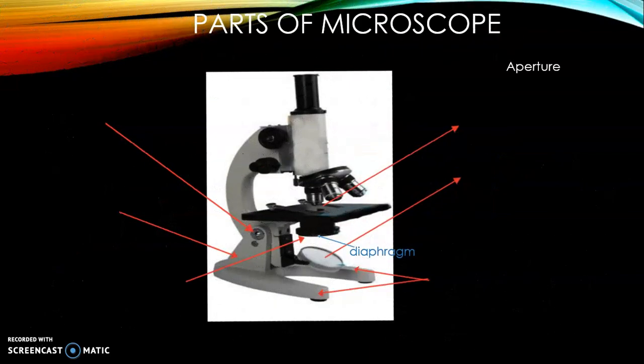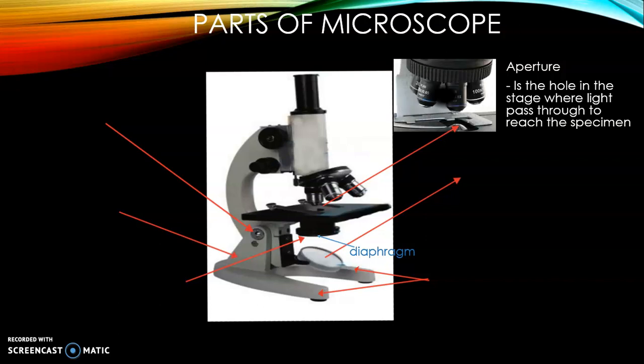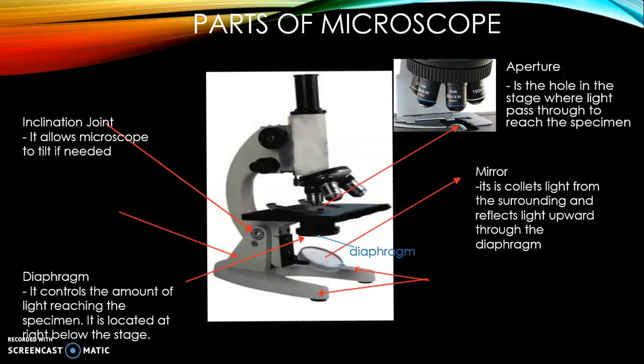Next part is the aperture. The aperture is the hole in the stage where light passes through to reach the specimen. Another is the inclination joint. It allows the microscope to tilt if needed. The mirror. The mirror collects light from the surroundings and reflects light upward through the diaphragm, while the diaphragm controls the amount of light reaching the specimen. It is located right below the stage.